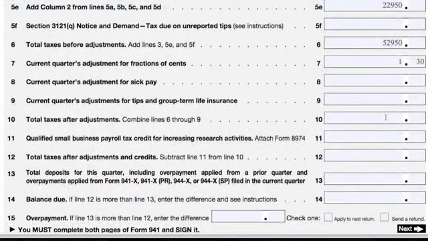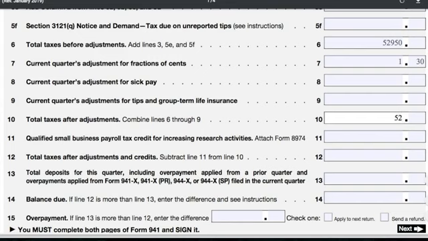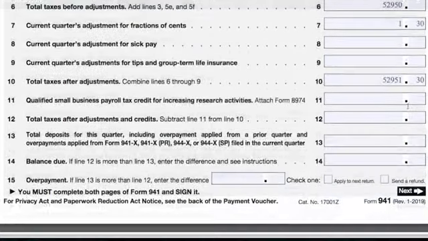If I account for that adjustment and add it to line 6, I'm going to get $52,951.30. Line 11 actually lets businesses offset their FICA taxes by claiming a credit for certain kinds of research activities.